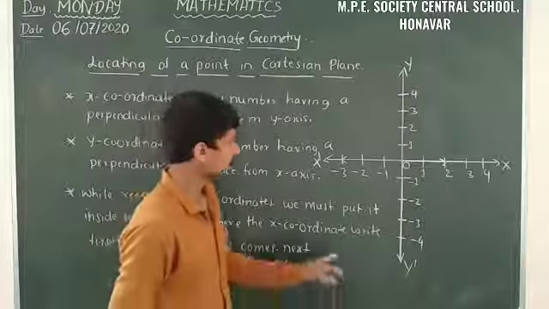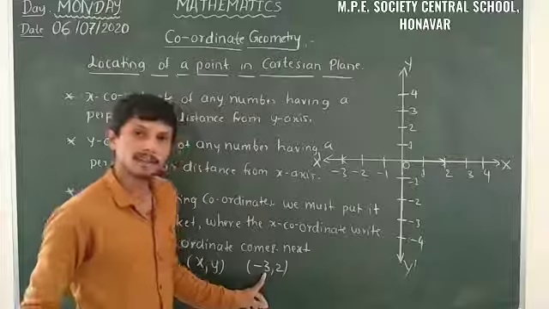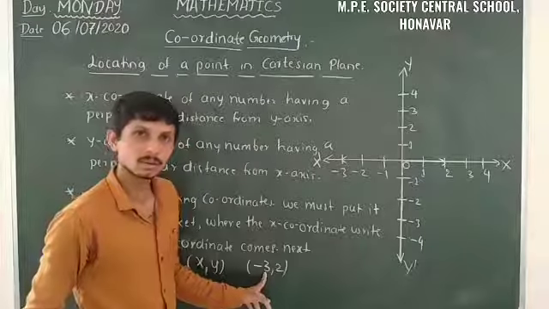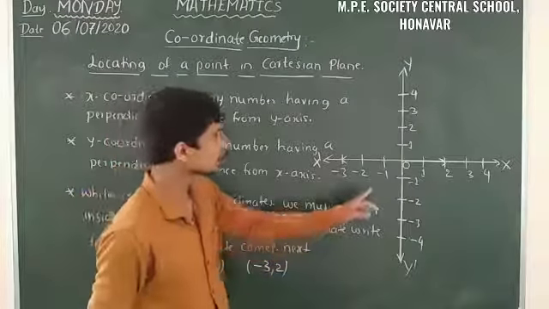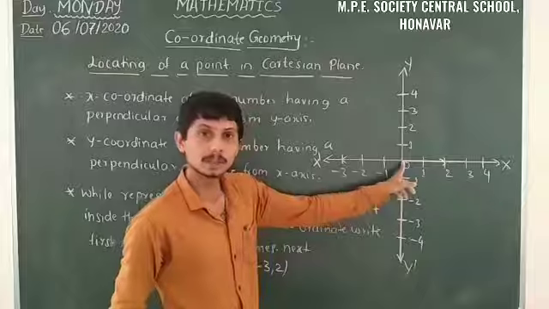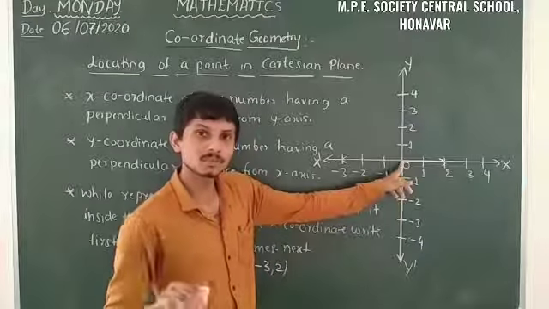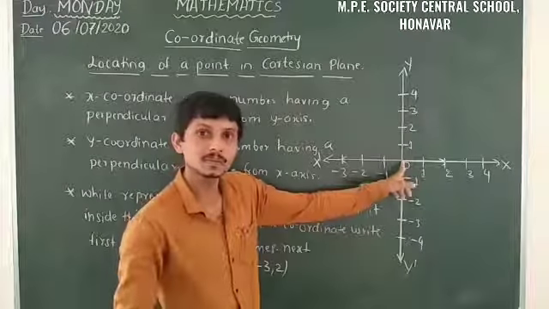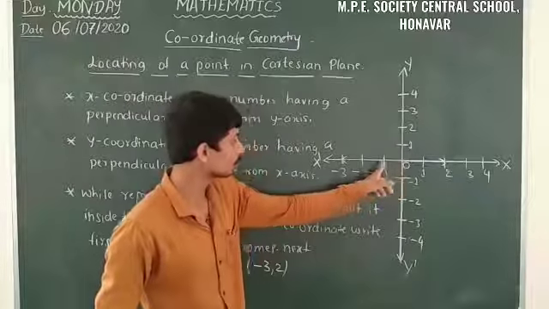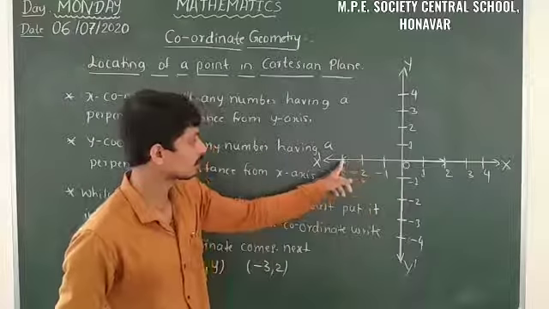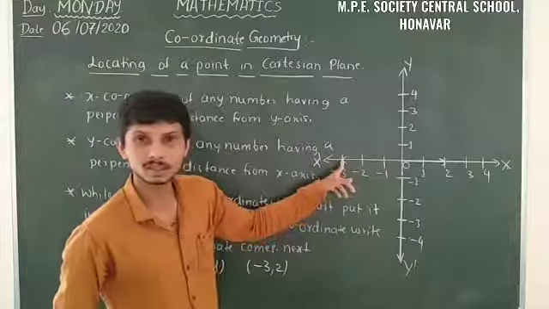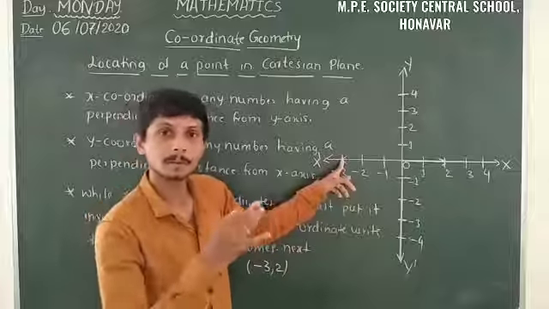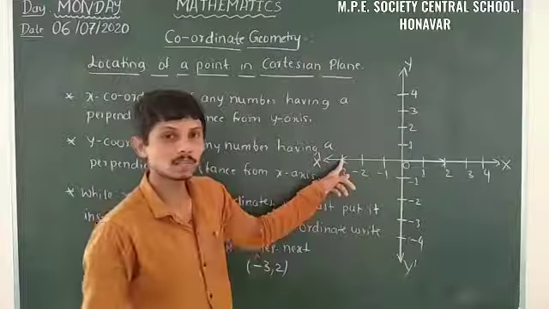So just x coordinate of minus 3. X coordinate of minus 3 means we have to take the perpendicular distance from the y-axis. So minus 3 means it's a negative x coordinate. That means we have to take it in this way. So firstly we have to come here with the perpendicular distance from the y-axis.